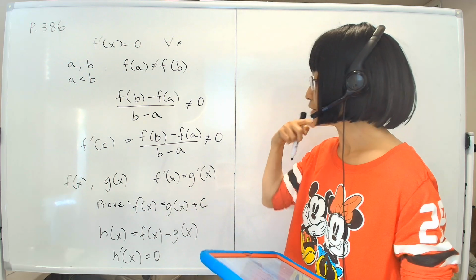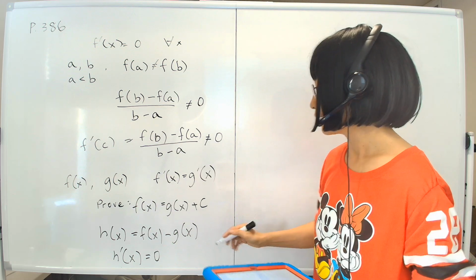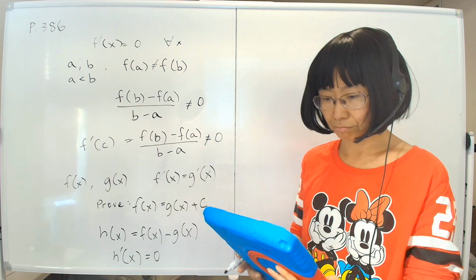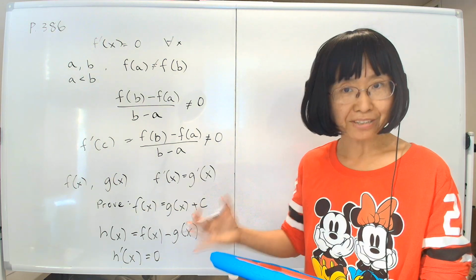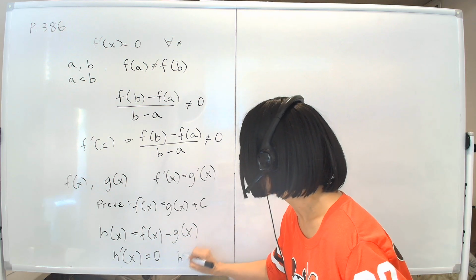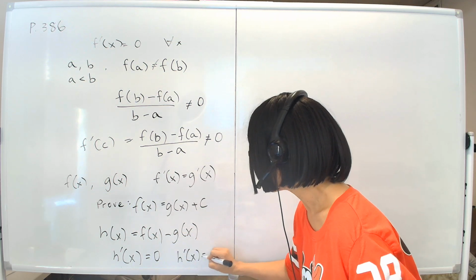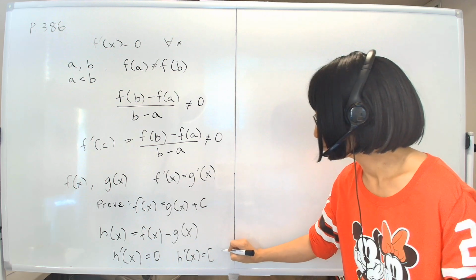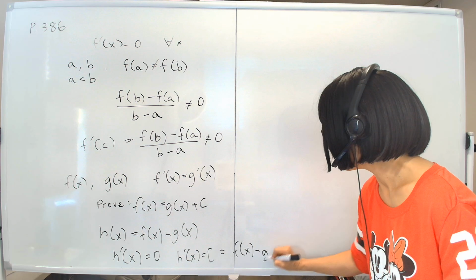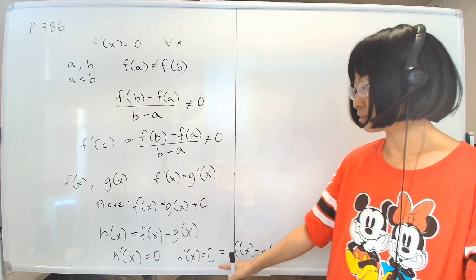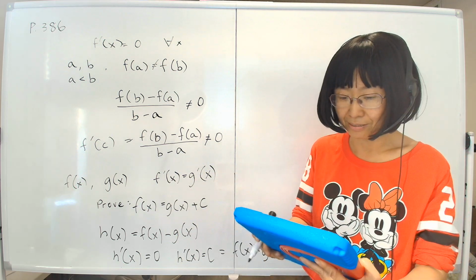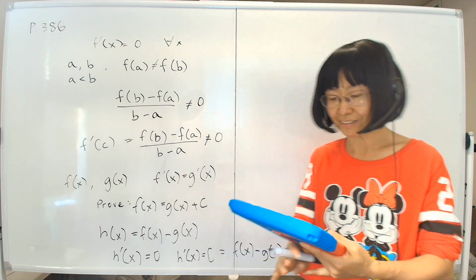Now, if h prime of x is 0, then by the first corollary, h of x is equal to some constant, which is equal to f of x minus g of x. So f of x minus g of x equals some constant, which is what we were trying to prove. f of x is equal to g of x plus some constant. And that's the proof of the second corollary.